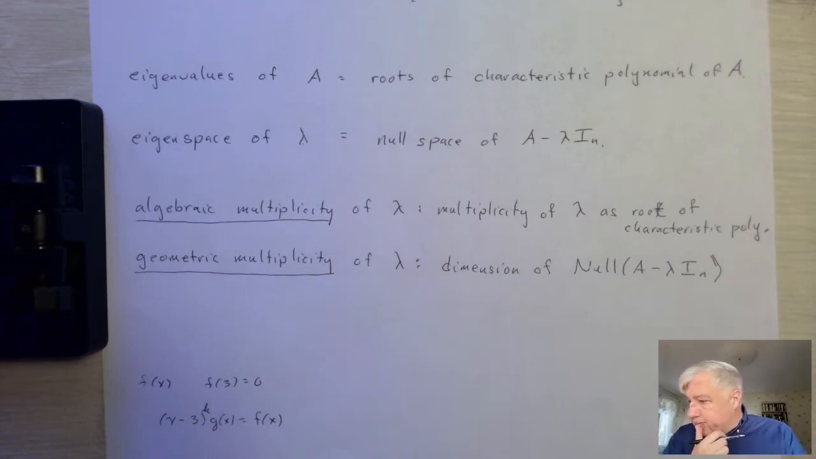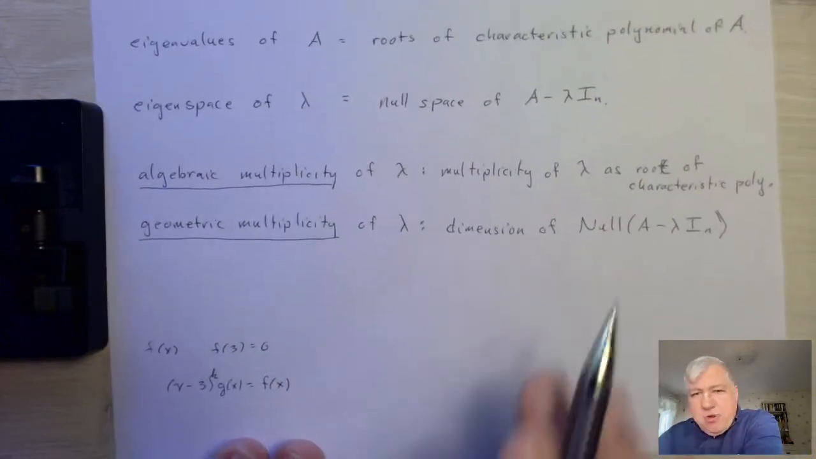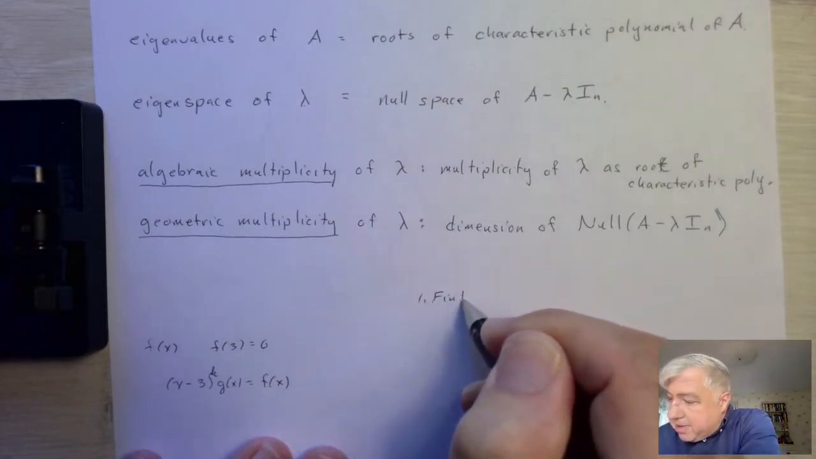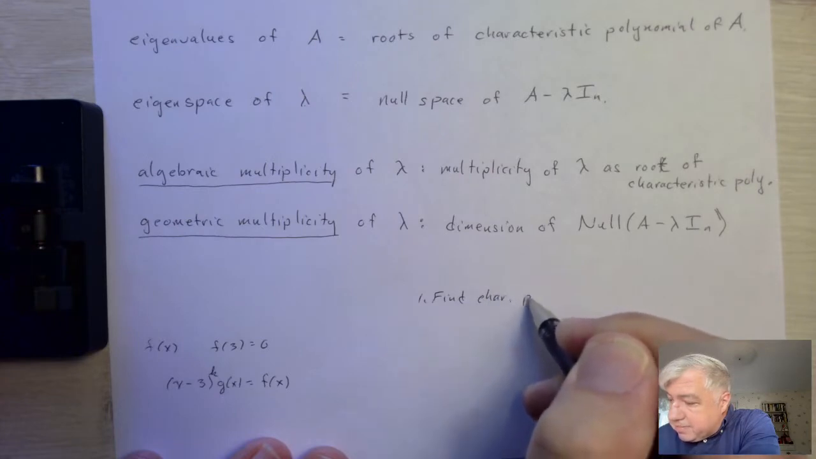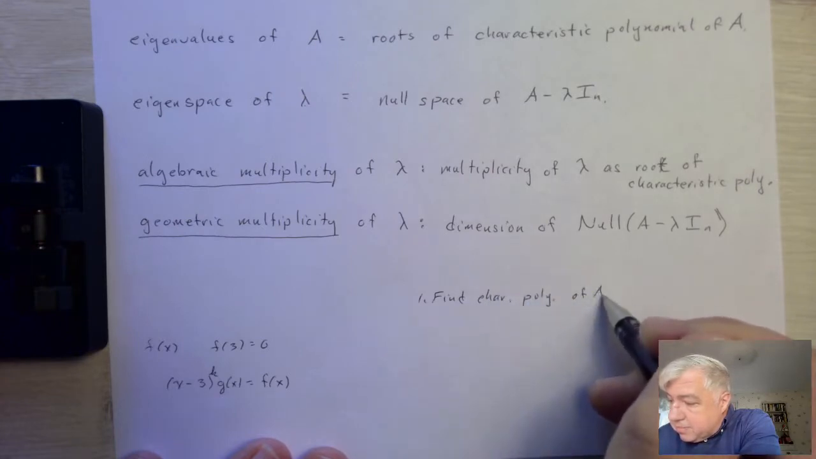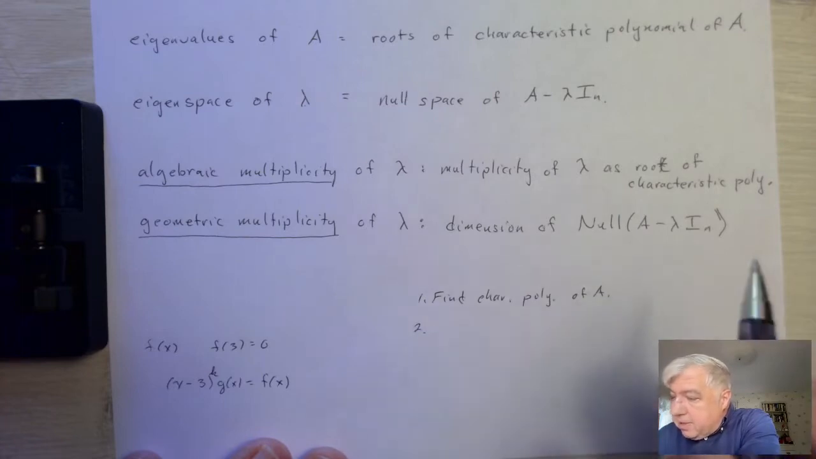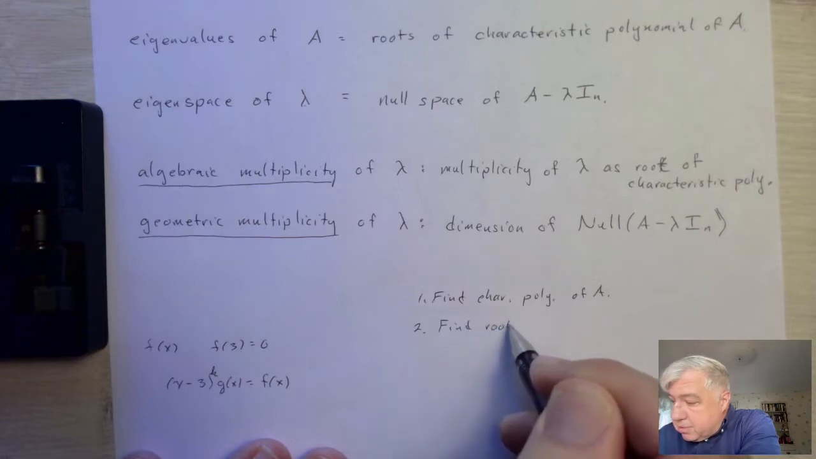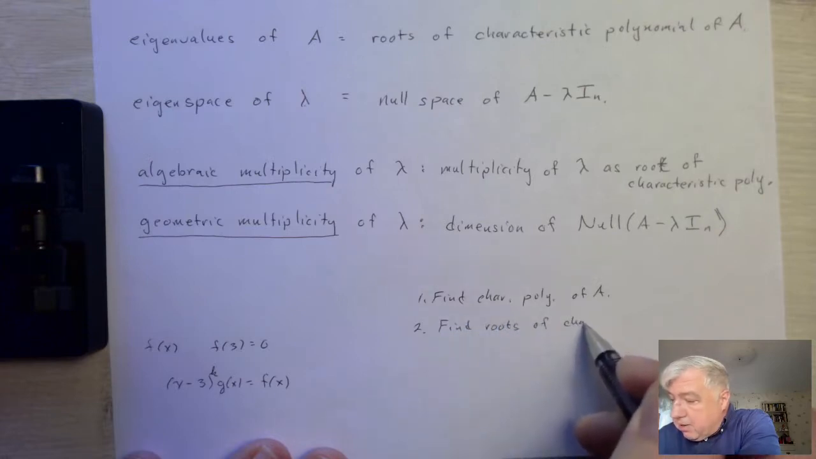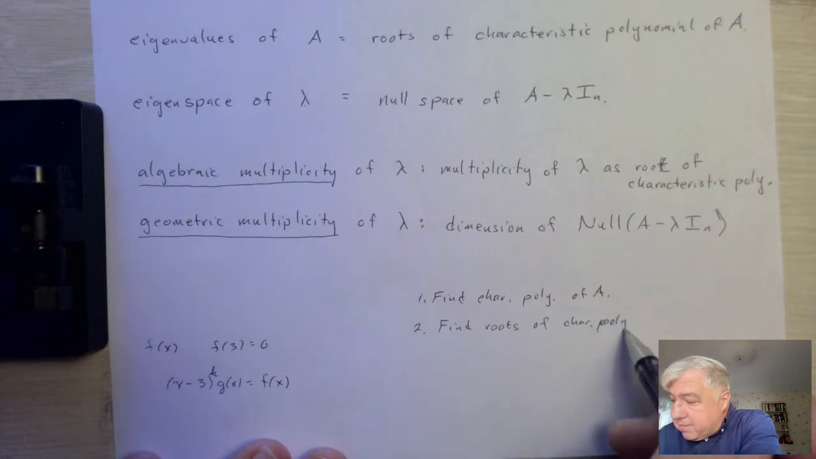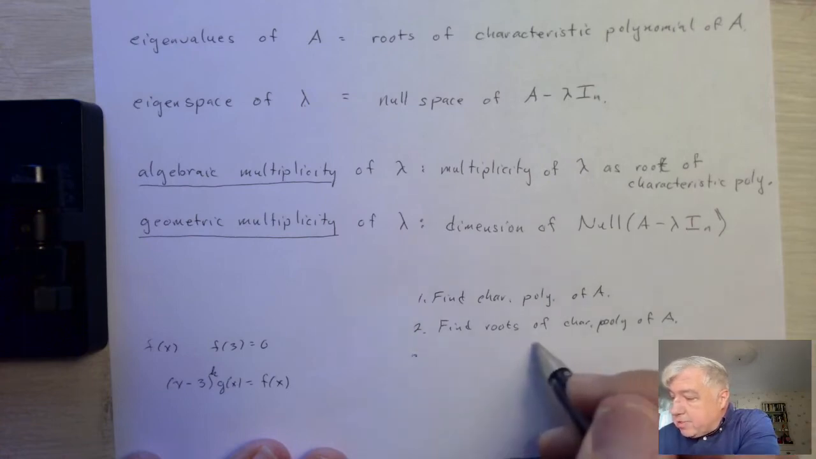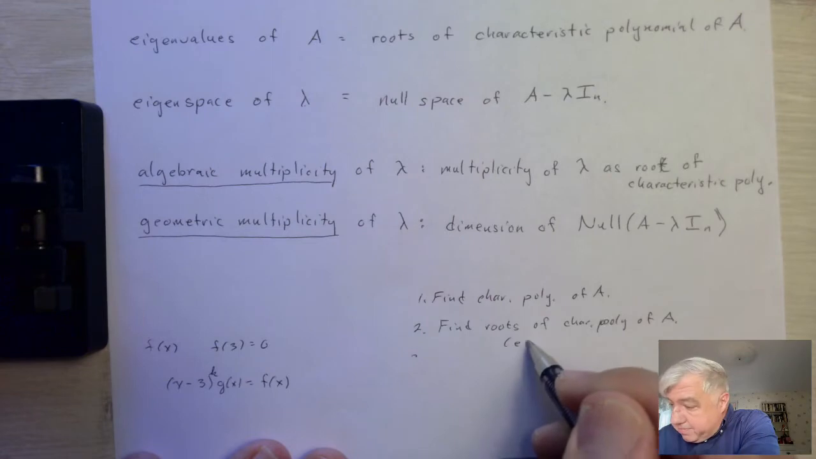All right. So the way we're going to be doing these examples is sort of the same way we did with the 2 by 2 case, where we're going to first find the characteristic polynomial of A, and then set it equal to 0 and find the roots of the characteristic polynomial of A, which is the same thing as finding the eigenvalues.